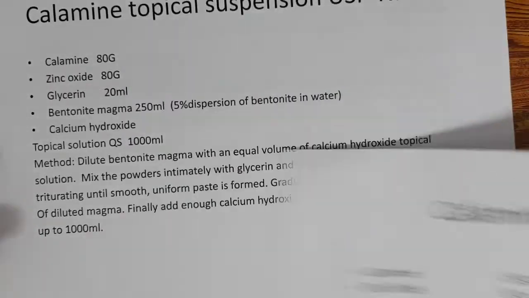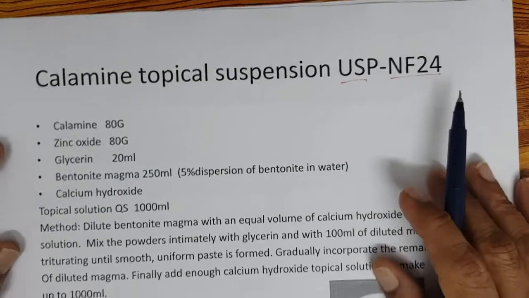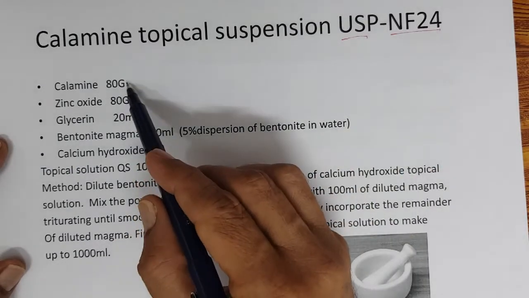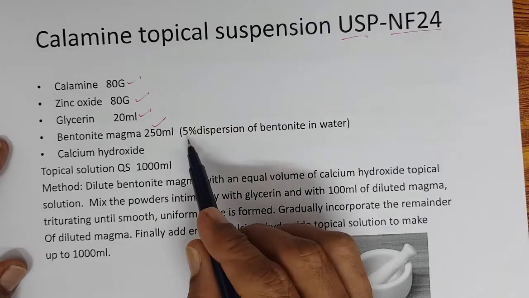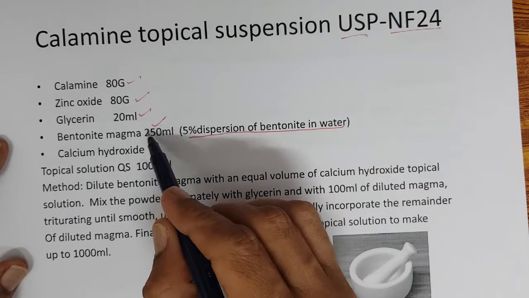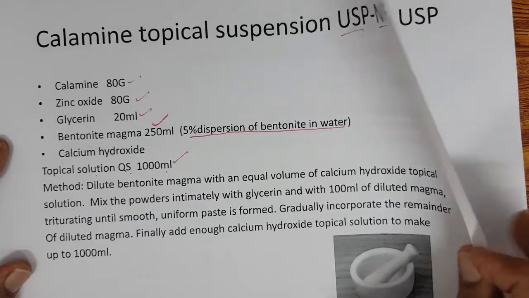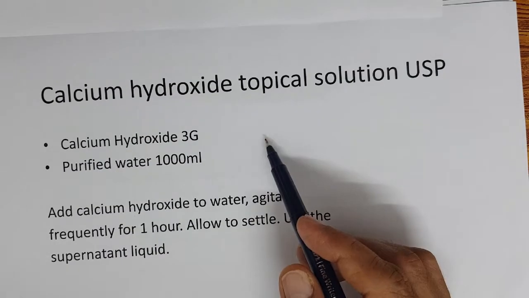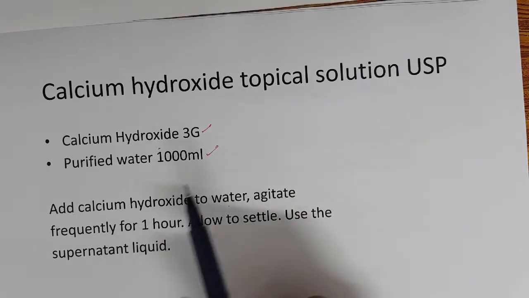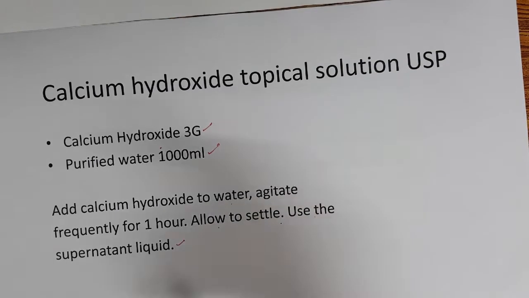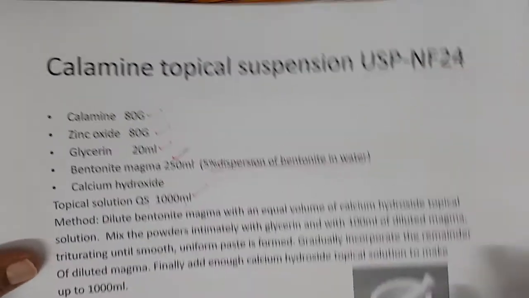Now the same formula in USPNF, United States Pharmacopoeia, National Formulary 24, Calamine Topical Suspension. Their formula is Calamine 80 grams, zinc oxide 80 grams, glycerin 20 ml, bentonite magma 250 ml. Magma is a 5% dispersion of bentonite in water, and calcium hydroxide topical solution quantity to 1000 ml. So calcium hydroxide topical solution is calcium hydroxide 3 grams, purified water 100 ml. Add calcium hydroxide to water, agitate frequently for 1 hour, allow to settle, use the supernatant liquid, right? This is the calcium hydroxide topical solution that is used in the formula.